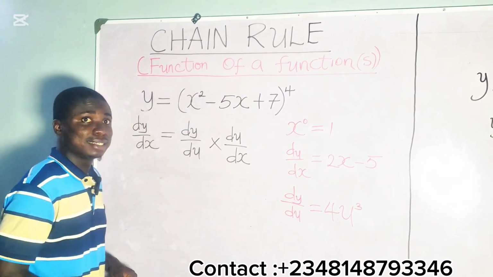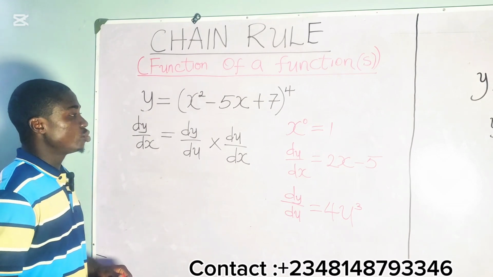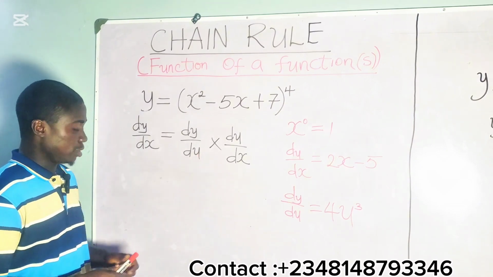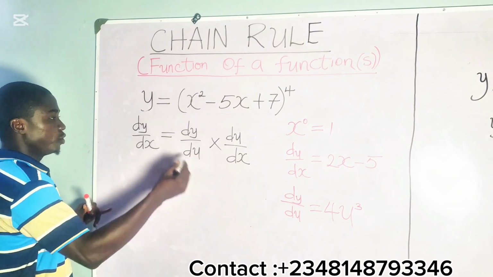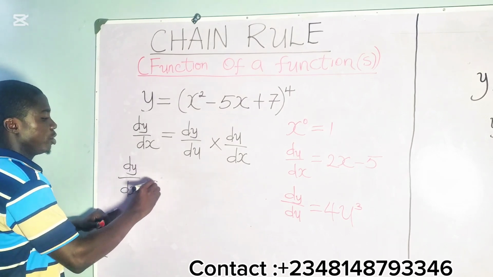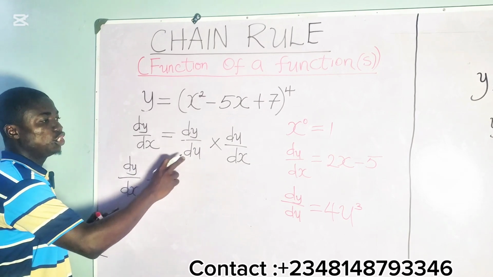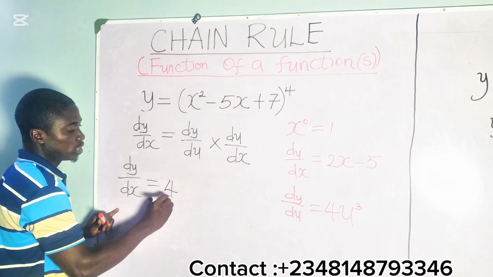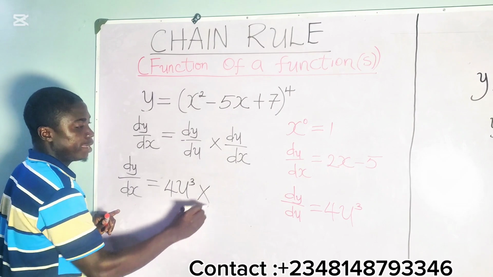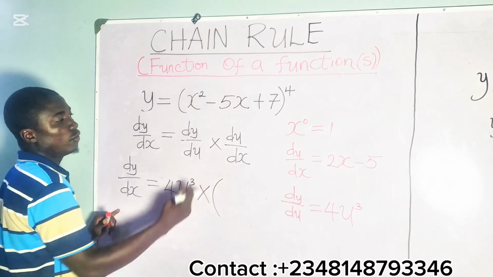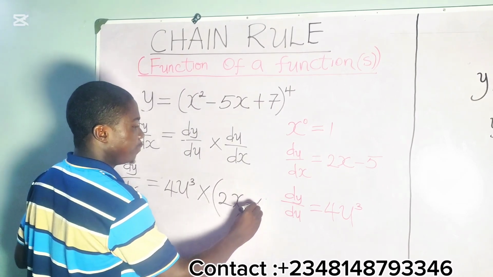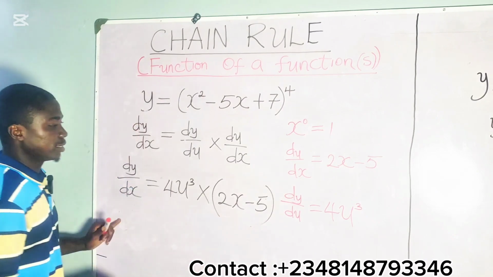Alright, so what's our next task? Our next task here is to substitute all the parameters gotten into this formula. So if we substitute, dy over dx becomes equal to, what's dy over du? dy over du is 4u raised to power 3, and then multiply by, what is du over dx? It is 2x minus 5. Close the bracket.